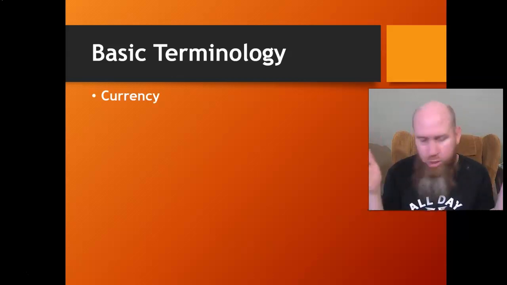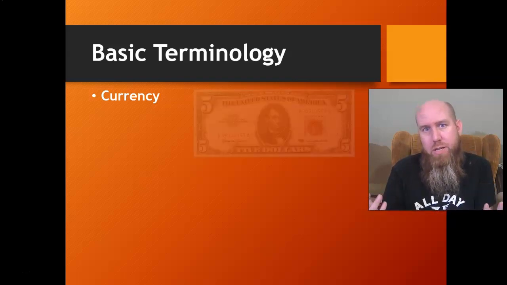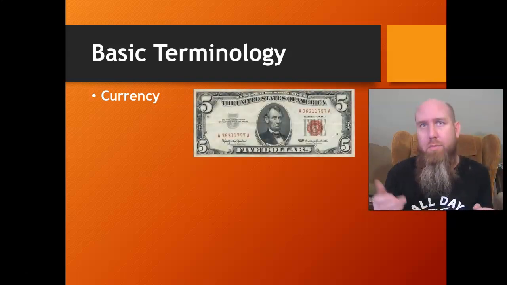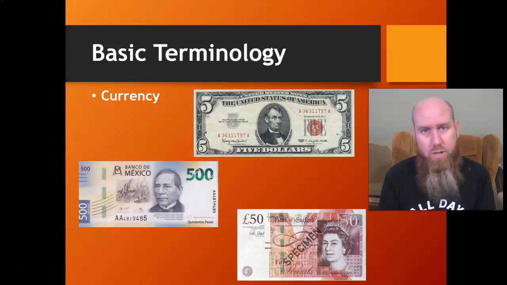Currency. Currency is just the money that a country uses. So here in the United States, our currency is the dollar. In Britain, it's the pound. In Mexico, it's the peso. That's just the currency of the country.